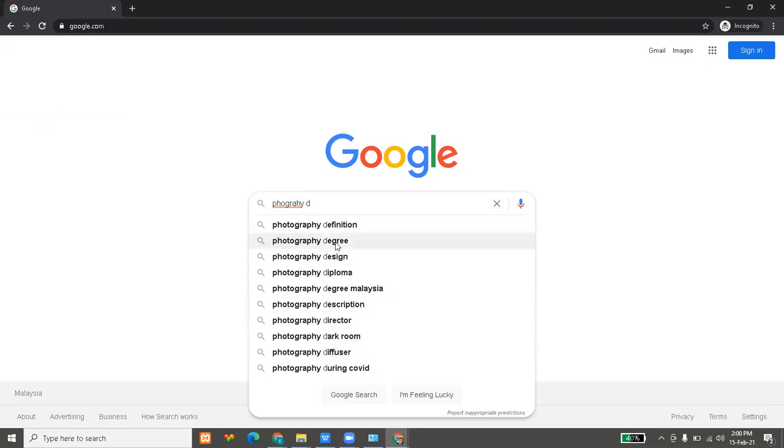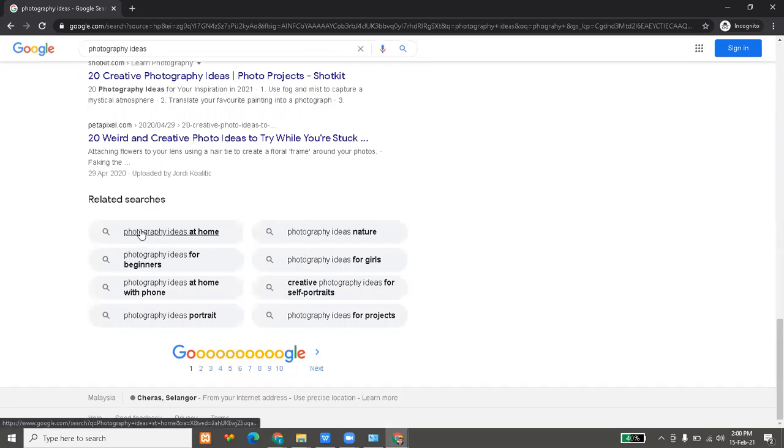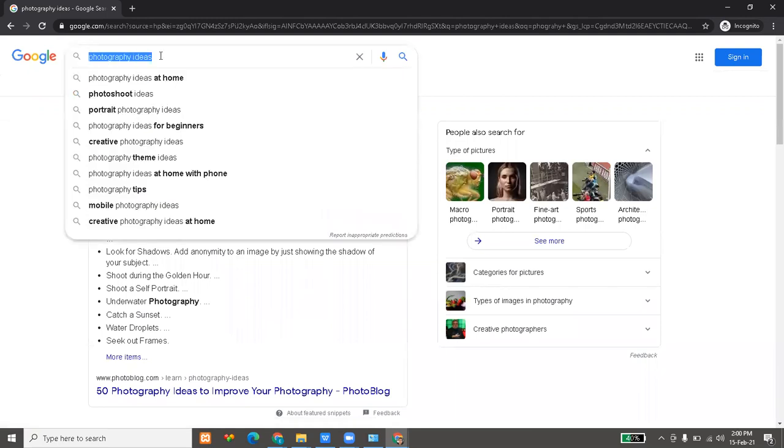You can even, to a certain extent, let's say, photography ideas. When I search this, you will always see there are related searches. This means they will show you more ideas. Each of these could be a topic that you can write about or record a video on and share content related to it. Now this, my friend, is called keywords. So, what are the keywords that people are looking for? This is the one that you need to use to find them.